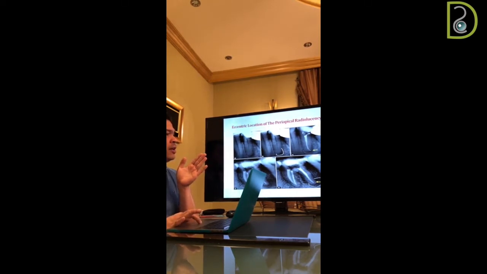If you look here, the foramen is here. If you look here, the foramen is even here. So not always is the foramen in the center. Almost always we have a deviation, as we mentioned, sometimes of 0.4 to 0.8 millimeter from the main canal.